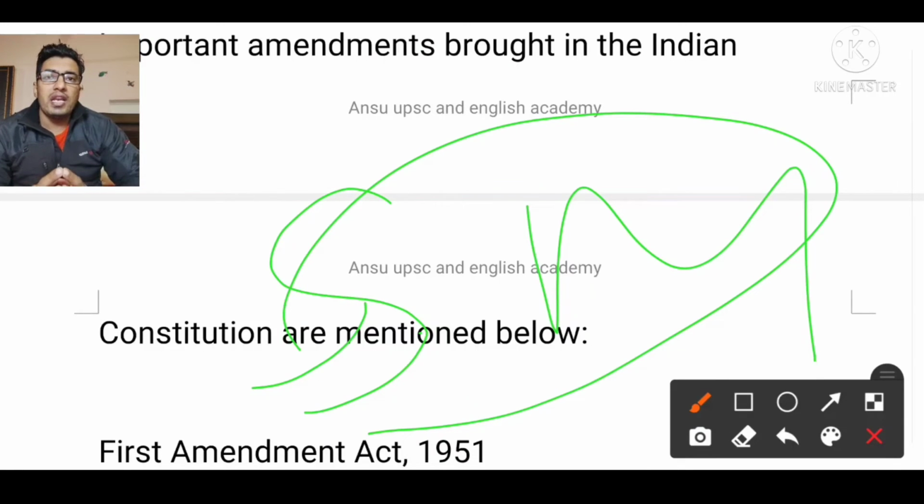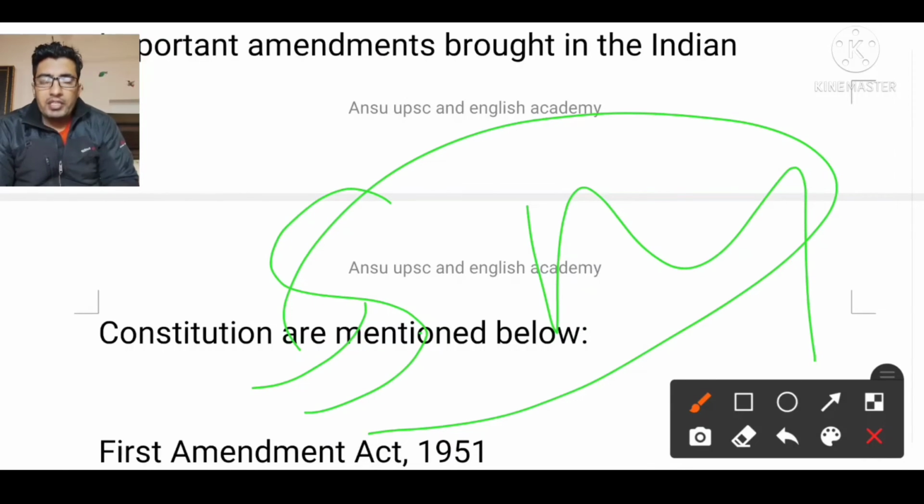Earlier, you might have heard about the NJAC, the 99th Constitution Amendment Act, by which the legislature wanted to control the selection procedure of the judges of the High Court and Supreme Court. But that was totally denied by the judiciary, because it is against the basic structure of the constitution, since judicial independence comes under the basic structure of the constitution.